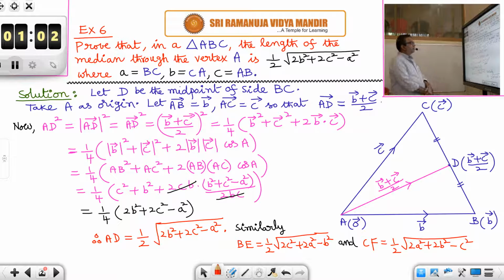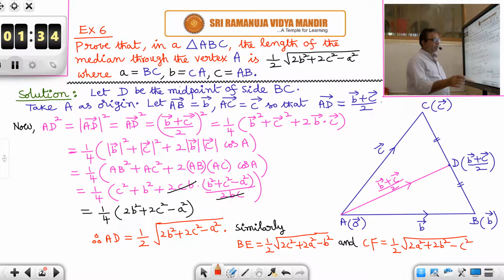Prove that in a triangle ABC, the length of the median through the vertex A is 1 by 2 into square root of 2b square plus 2c square minus a square, where small a is equal to the length of the side BC, small b is equal to the length of the side CA, and small c is equal to the length of the side AB. Please refer to this diagram.